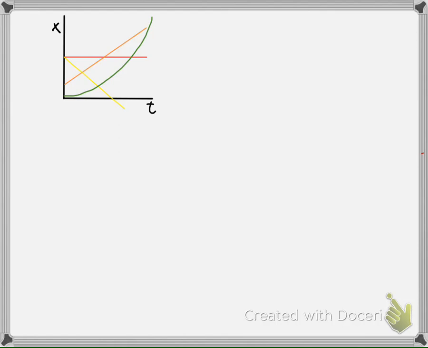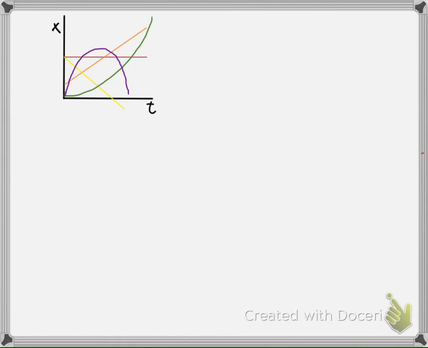Now, what we're also going to have for a parabola is this purple line, which starts out with a positive slope. It's moving away from the origin. The slope keeps decreasing. It gets to 0 at the highest point. And then the slope goes negative as it falls back to the origin.